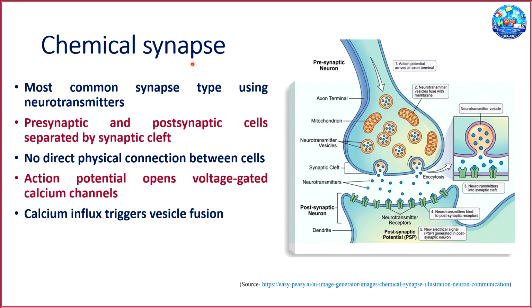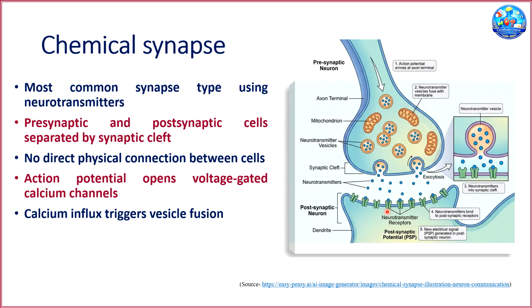Chemical synapses. A chemical synapse is the most common type of synapse in our nervous system, and it involves the transmission of signals through chemical messengers, which we call the neurotransmitters. In this type, we have a presynaptic and a postsynaptic cell, which are separated by the gap which we have learnt as the synaptic cleft, and there is no direct physical connection between the two cells.